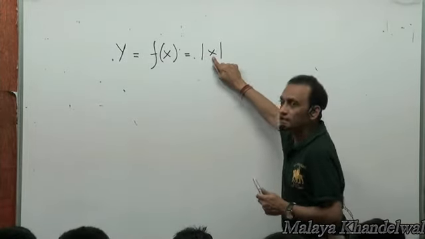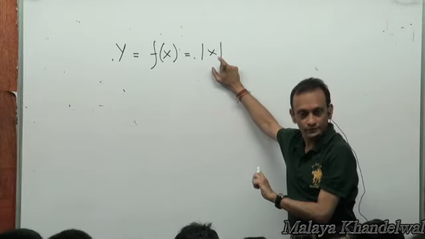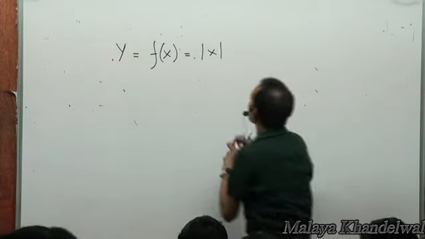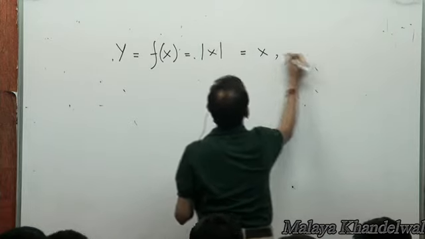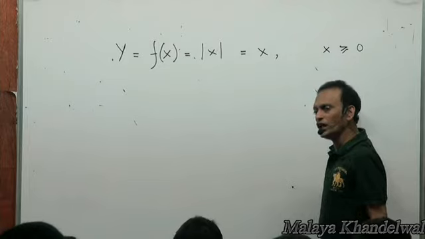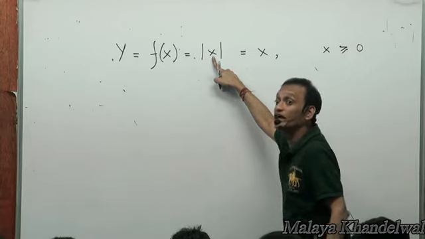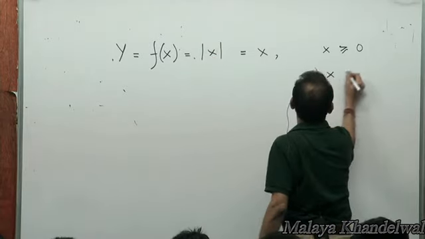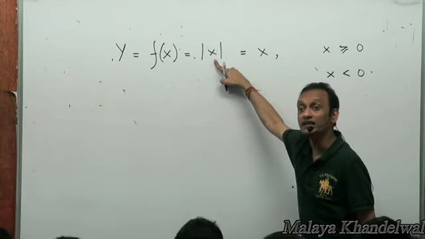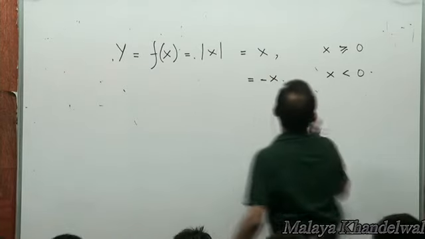So if the number inside is already non-negative, then the output is the number itself. If x is already non-negative, then the output of mod x will be x only. That means it's going to be x if x is greater than or equal to 0. No issues. Then the modulus will not have to perform any operation. But if the quantity inside is negative, if x is negative, then it can't throw an output which is x. The output of this operation can never be negative. Then mod x will be minus x. Mod x will be minus x when x is negative.